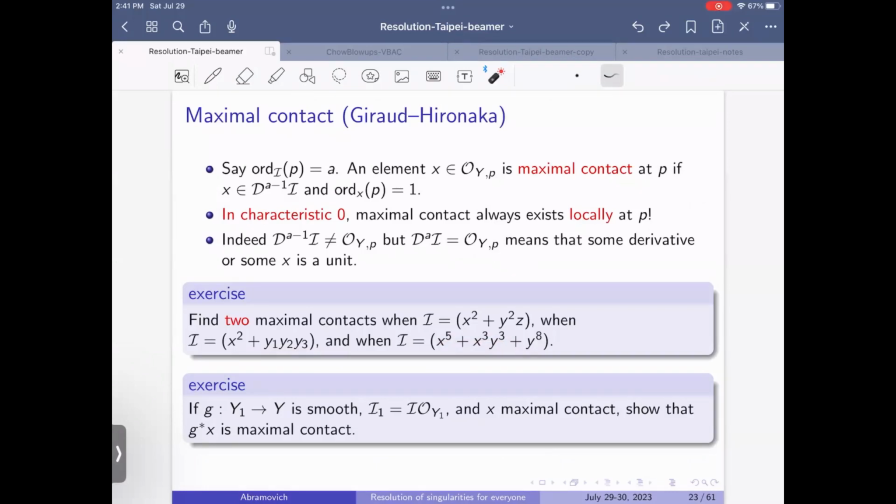We did it for the first example, and the exercise is to do it in other situations. Another exercise is to show that this notion of being maximal contact is functorial under smooth morphisms. So if you have an element that is maximal contact, its pullback under a smooth morphism is also maximal contact. That's because of compatibility of derivatives.